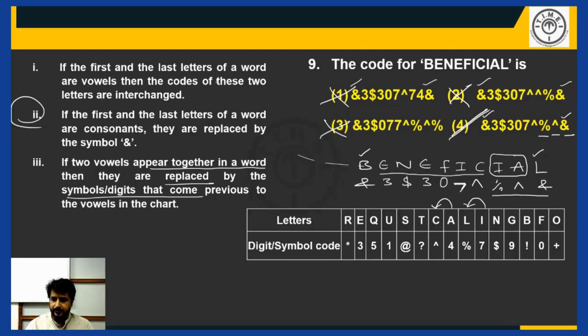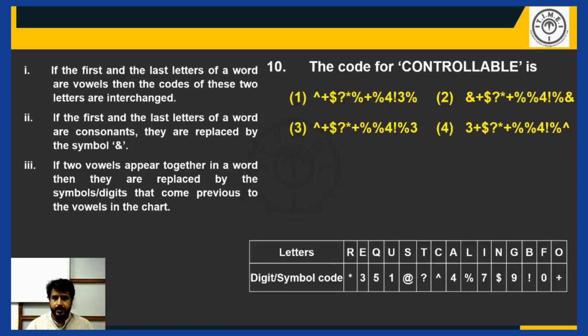Okay, move to the next question. The code for CONTROLLABLE. First and last are vowels? No, so the first condition is not applicable. First and last are consonants? No, the second is also not applicable. Okay, let's check the third rule.